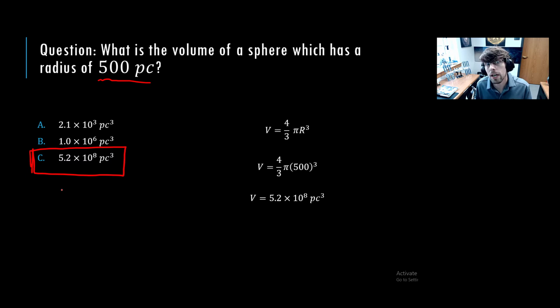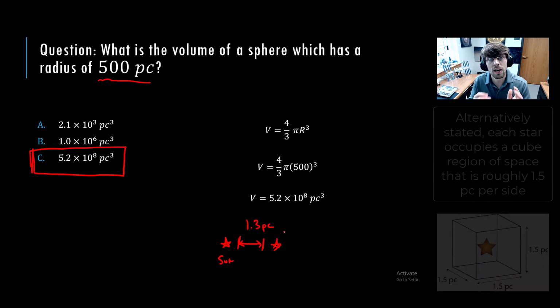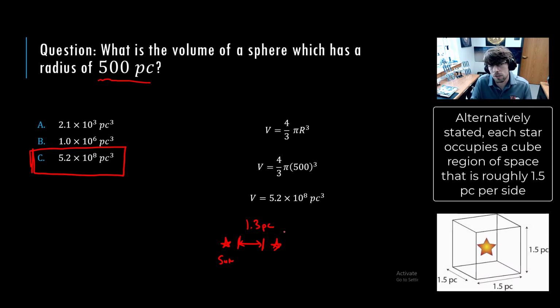Okay? We are going to now make an approximation. So the approximation is this. We know that the distance from the sun to the next star, Alpha Centauri, is about 1.3 parsecs. Let us assume for a moment that that is the same distance to every star in space. In other words, on average, it is about 1.3 parsecs to each star in space.